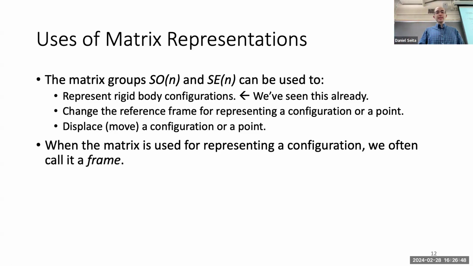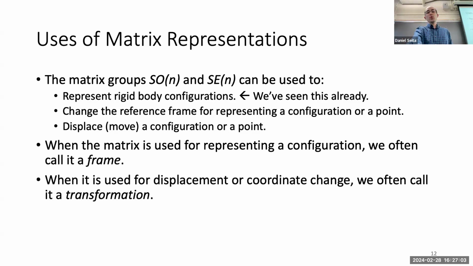And when the matrix is used for representing a configuration, we sometimes call it a frame. I think this is the convention from some of the textbooks. You call something a frame when it's like a coordinate frame. But when you're trying to actually change something, then you can call it a transformation because you're changing something, I guess. All right. Any questions on the uses?